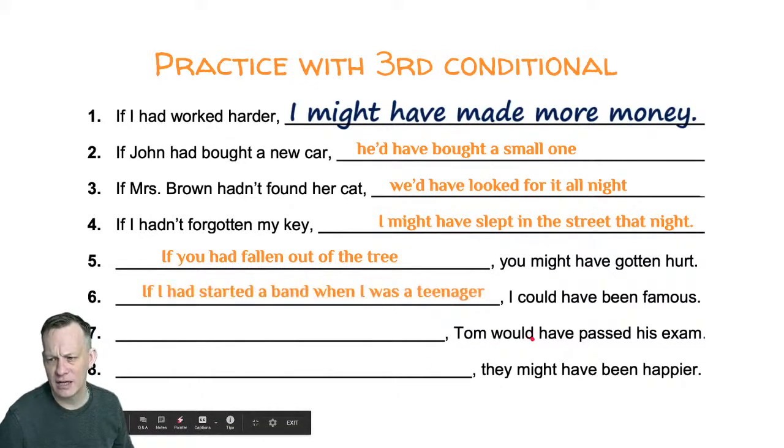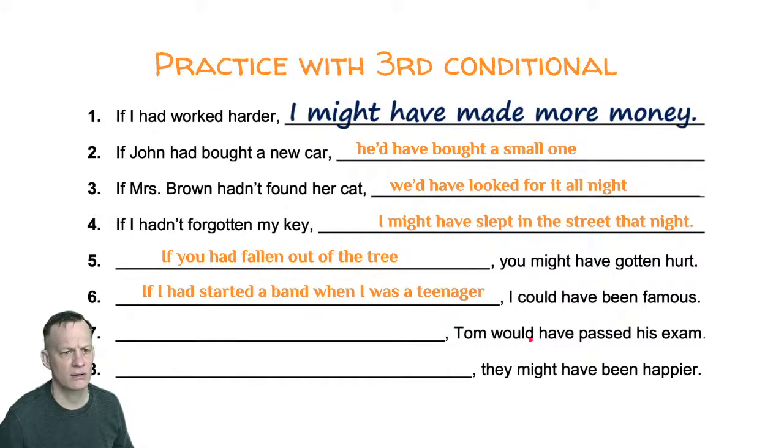Yes. Enrique, I don't know what you were... could you finish that sentence? If you had forgotten about her for so long, if you had forgotten about her, I don't know which one you're trying to answer, Enrique. If I had started a band when I was a teenager, I could have been famous. If I had lived in Hollywood, I could have been famous. Yeah, absolutely. Good, Enrique.